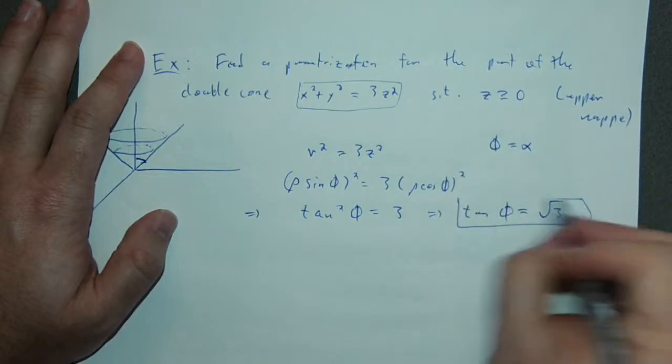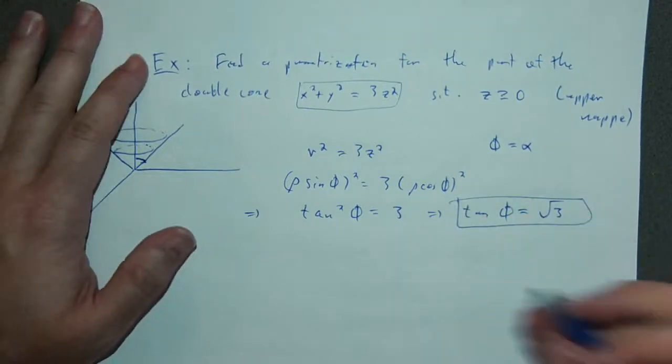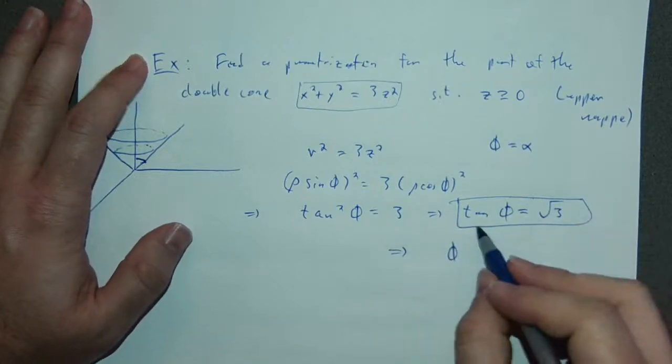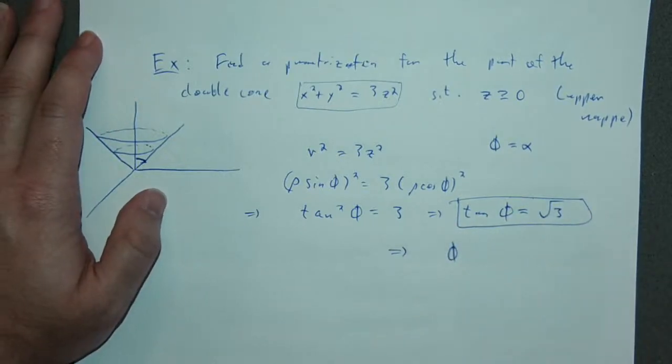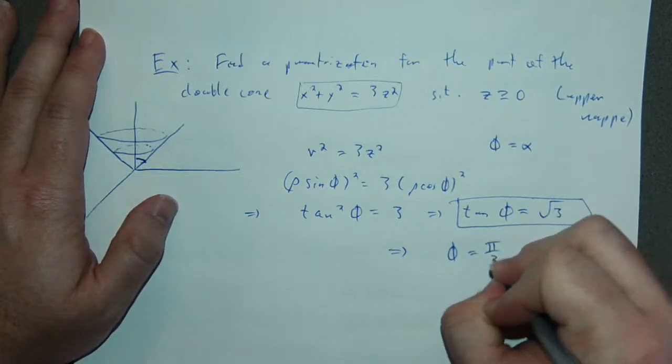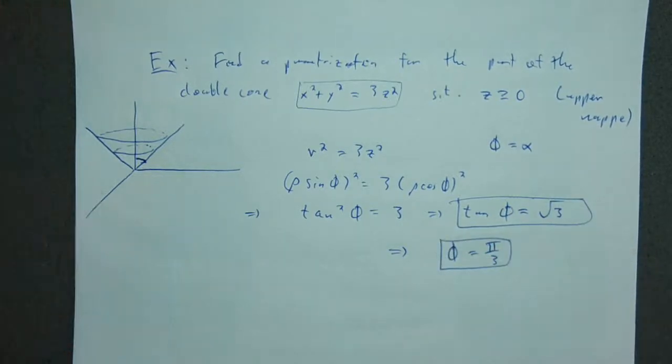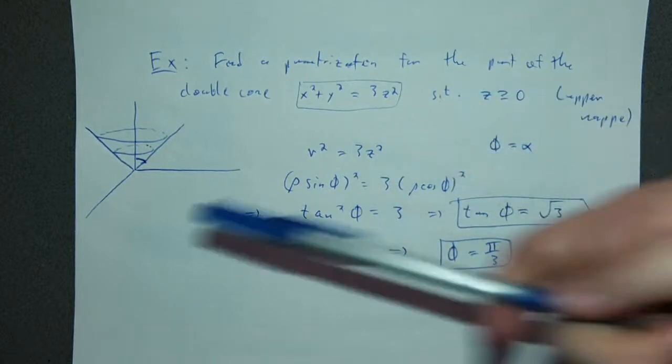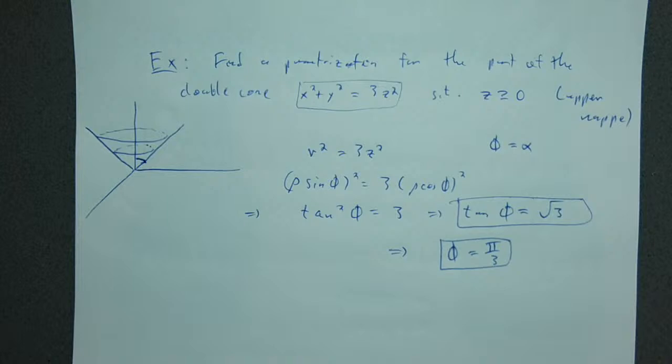This is the upper nap of the cone. So this phi must be, if the tan phi is root 3, what must phi be? Phi must be pi over 3. Okay, and so in spherical coordinates, this cone is describable as phi is equal to pi over 3. Now, how do I make use of that for spherical coordinates? Well, it means that pi over 3 is specified here, right?